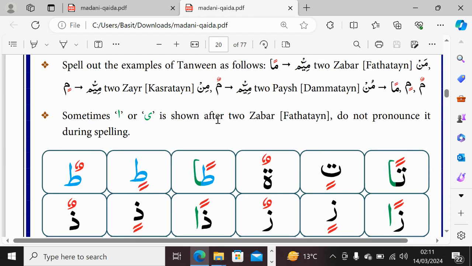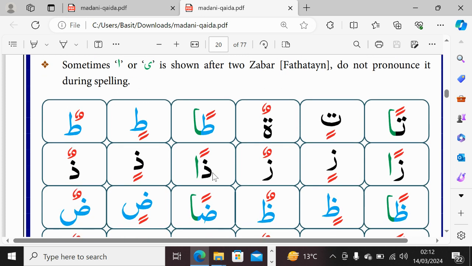Sometimes alif or ya is shown after two zabar, just like this. Don't pronounce it during spelling. We will spell this word just two zabar. Never pronounce it, never spell it alif two zabar one. Just spell it two zabar one. Okay, and let's start this lesson.